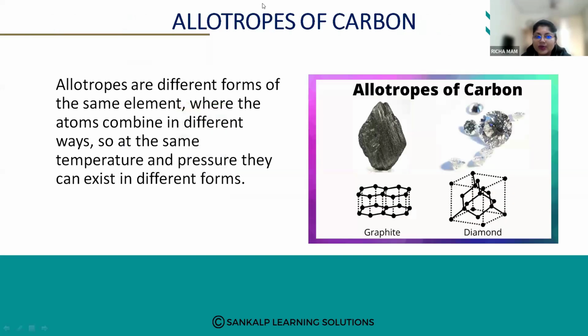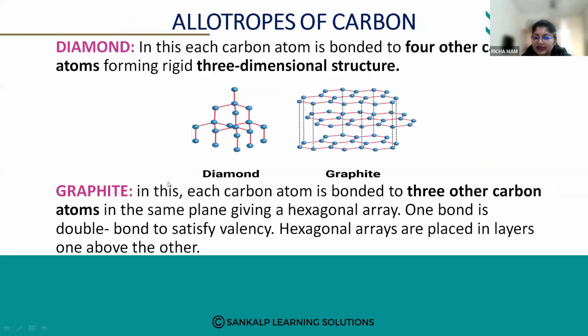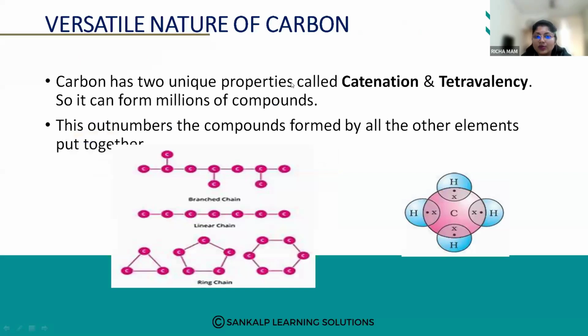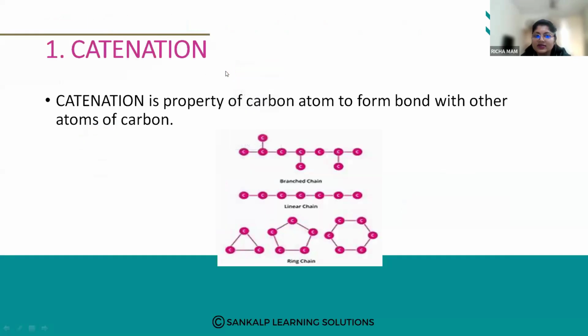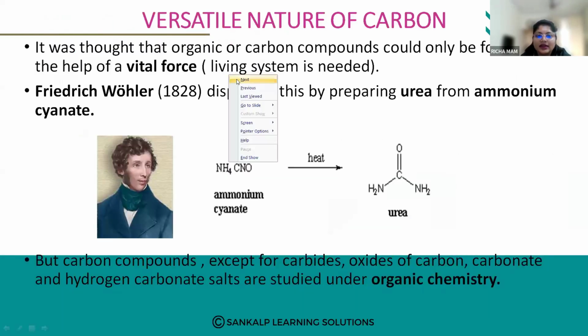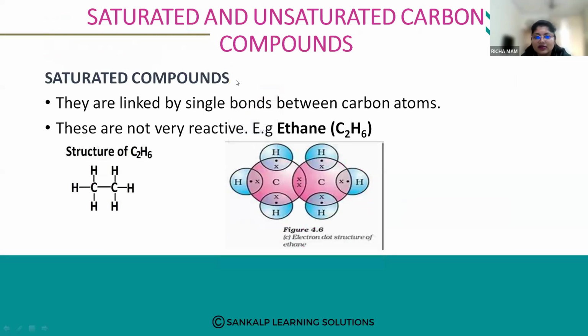Then we discussed the allotropes of carbon, the three different allotropes, and how the arrangement of carbon atoms is different in the three cases: diamond, graphite, and fullerenes. We also discussed the difference between diamond and graphite. Then how carbon is versatile: it has a versatile nature because of two unique properties, catenation and tetravalency. We discussed what catenation is and what tetravalency is. Then how organic compounds are formed.